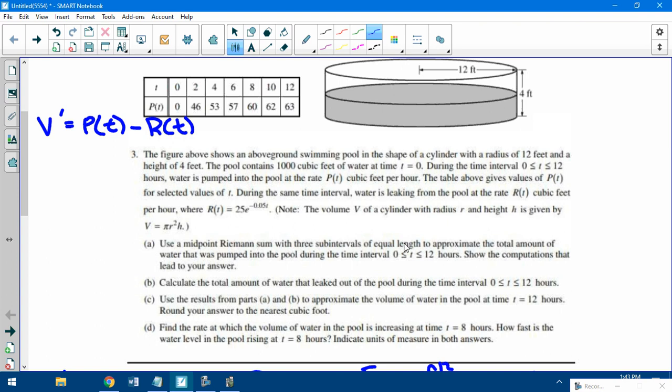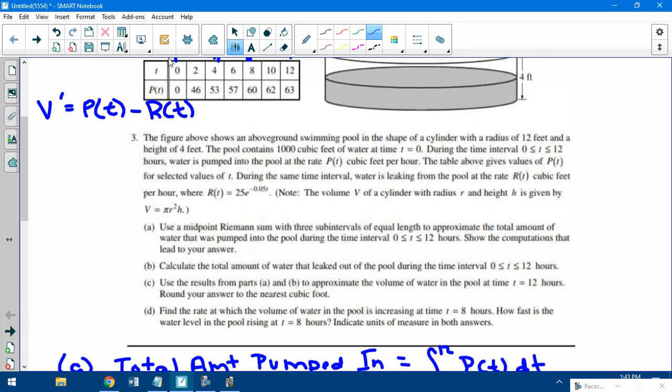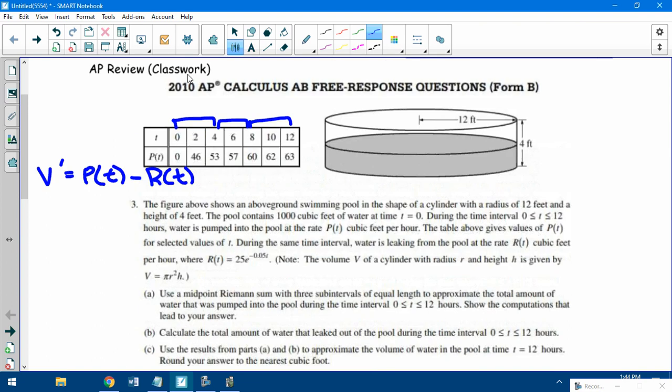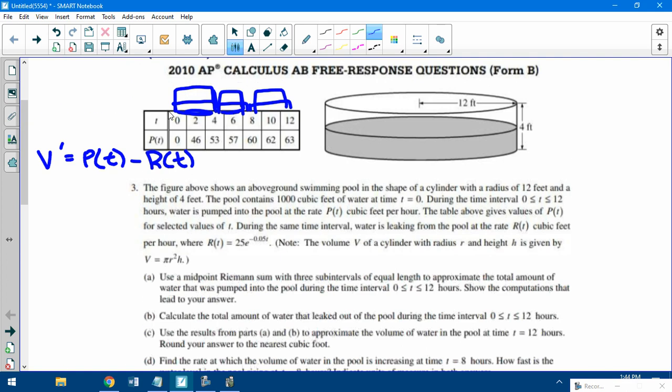So the reason they want us to use a midpoint Riemann sum is because the only information we have for P of t is a table. And they want 3 subintervals of equal length. So between 0 and 12, if I'm going to split that up into 3 subintervals, how big are they going to be? 4. So think of a box between 0 and 4, a box between 4 and 8, and a box between 8 and 12. I'm using the midpoint sum. So remember, I'm picturing these as big boxes that I'm finding the areas of, and they're all length times height. So all the lengths are 4, and the height is going to come from the midpoint. So there's the midpoint, there's the midpoint, there's the midpoint.